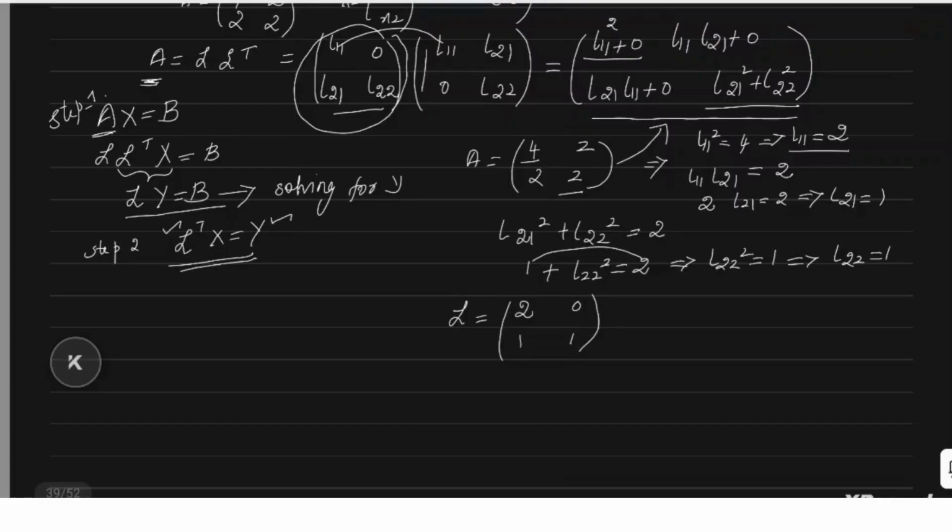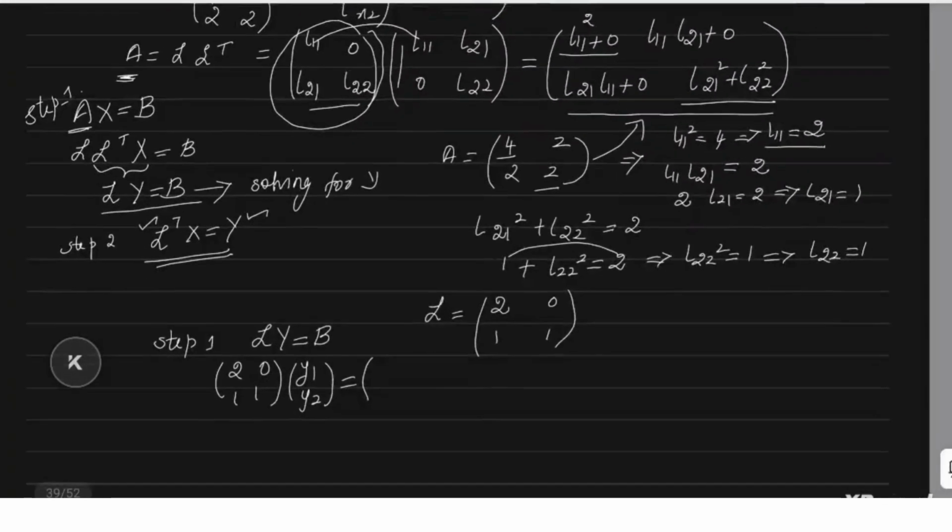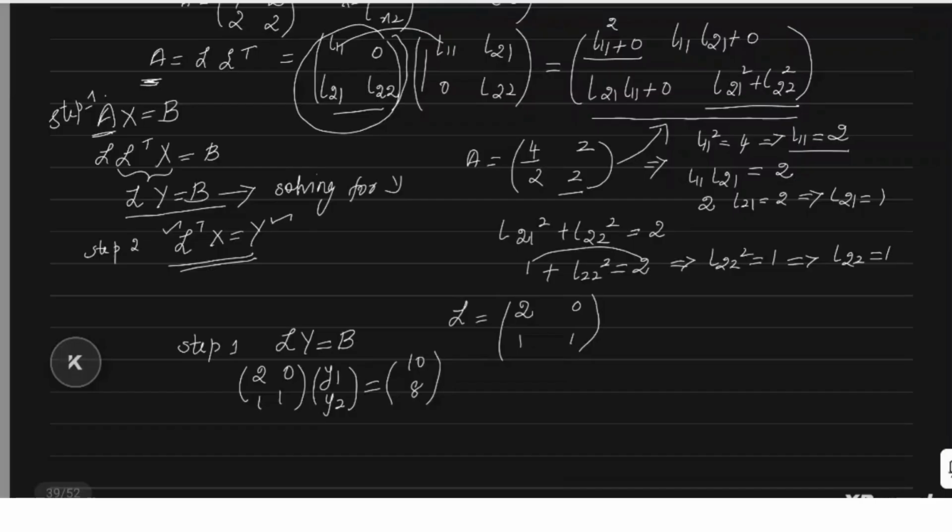After finding L, you'll go for step 1, where you have to find Y. You'll be using the equation Ly = B. So [2, 0; 1, 1] into Y, where instead of Y I write Y1, Y2. B is already given in the question: B is 10 and 8. So you'll have 2y1 plus 0y2 = 10, and next y1 plus y2 = 8. From the first equation, y1 = 5. Substituting in the second equation, y2 = 8 minus 5, which is 3.